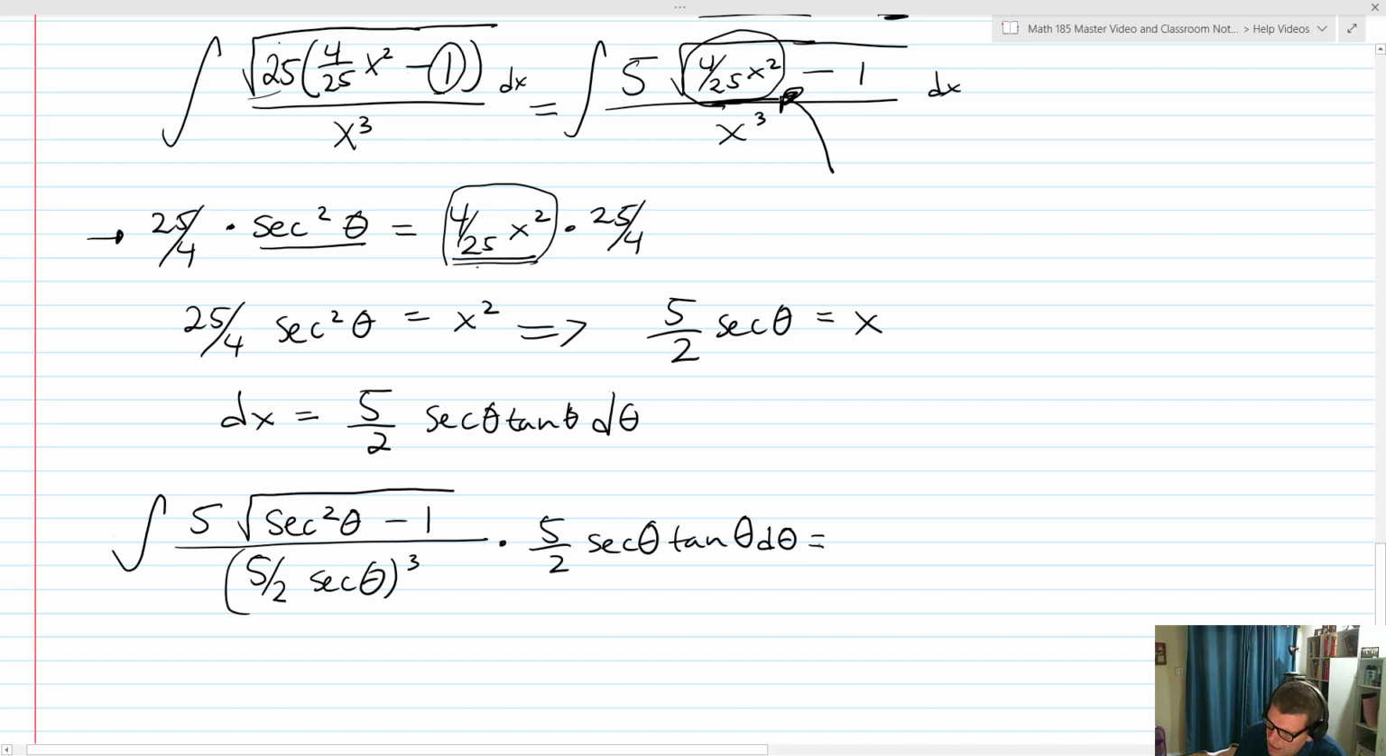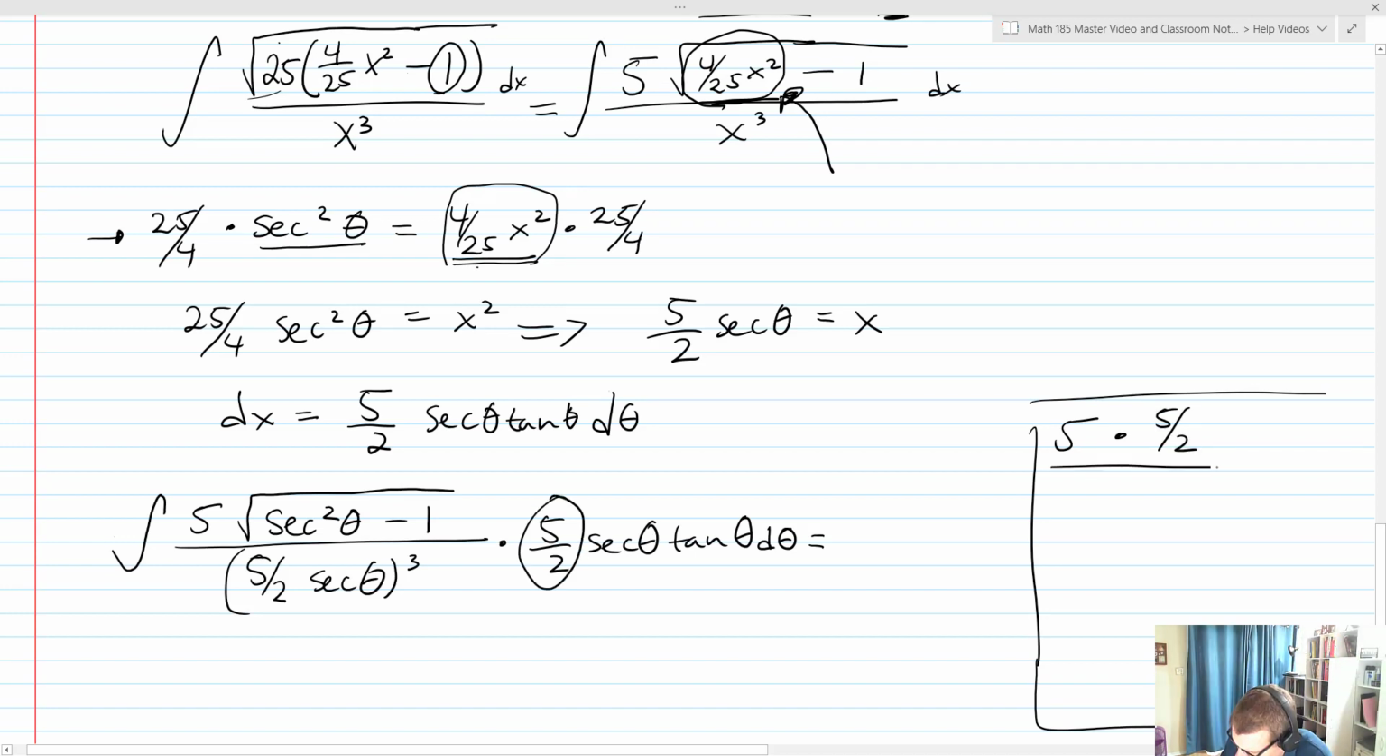Now this is going to equal, and I'm going to do some work with my fractions here as a side note, so I can get this all very clear. I've got 5 times 5 over 2, because there's the 5 over 2, divided by 5 over 2 cubed.